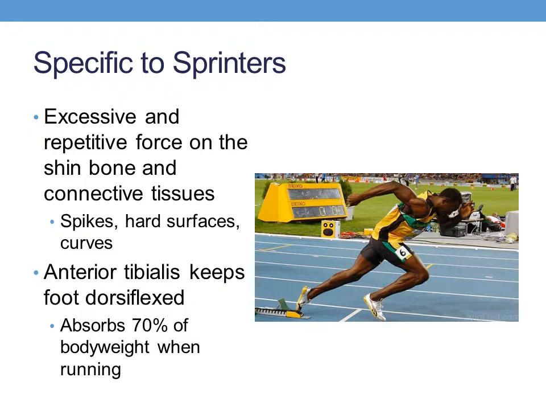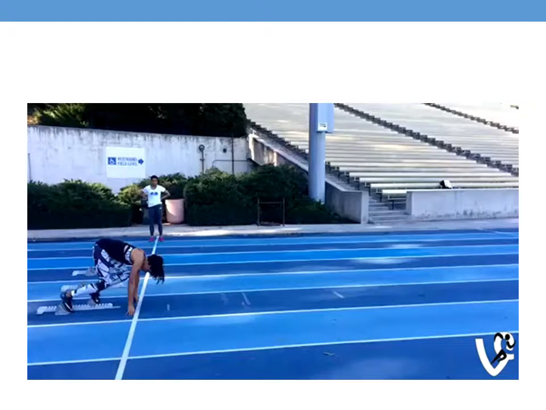Sprinters are also forced to maintain dorsiflexion when they run in order to run faster. In other words, their toes are being pulled up by the anterior tibialis. The anterior tibialis absorbs 70% of the sprinter's body weight when he or she is running, which is a lot of pressure for a fairly small bone.